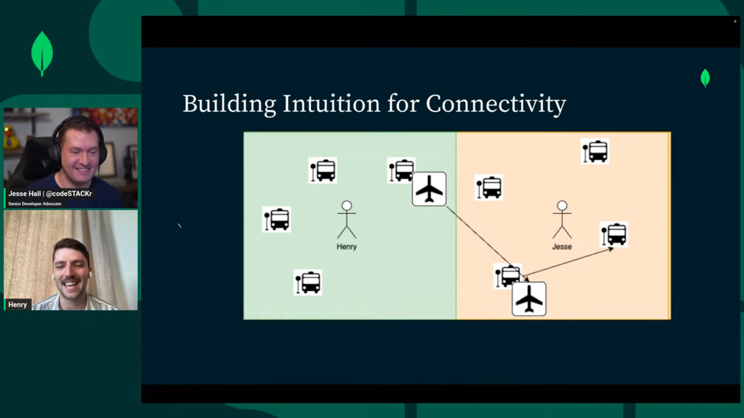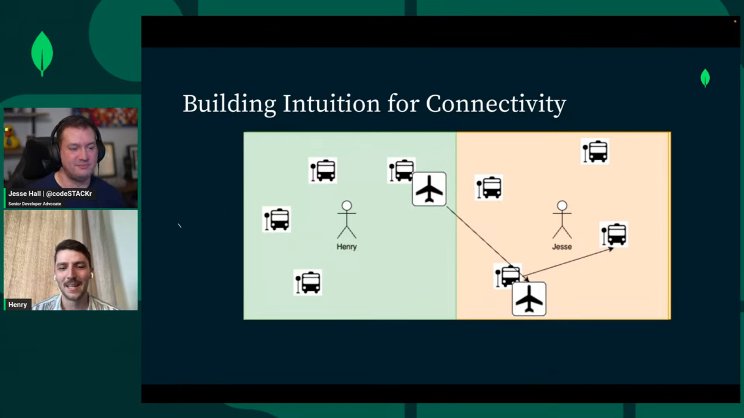So, in this case, there's probably an airport that's located near to one of these bus stations, and I can essentially take an airplane, get off the airplane, be at a bus station, and then take that to the nearest bus station that's closest to Jesse.